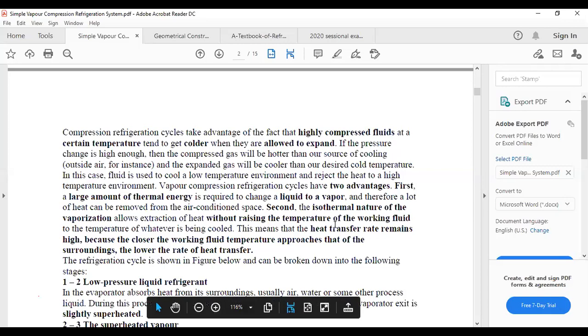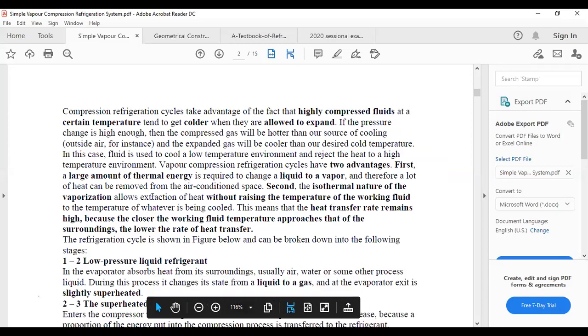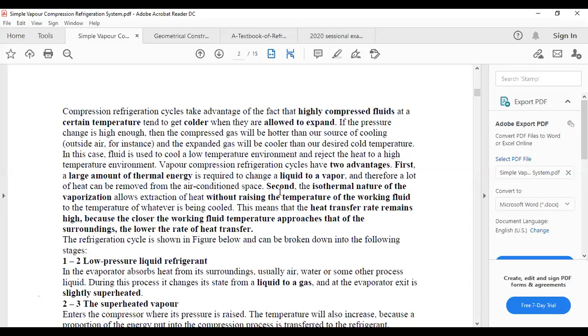Okay, let us look at two advantages. The first one is that a large amount of thermal energy is required to change liquid to vapor. Just like when you are cooking or steaming water, you put your pot on the stove and you put water in there, you turn on the stove, and it will take long for water to start boiling. Okay, it's not that easy. It will take a lot of heat for the temperature to change to 100, so you're actually using a lot of units in terms of the power supply.